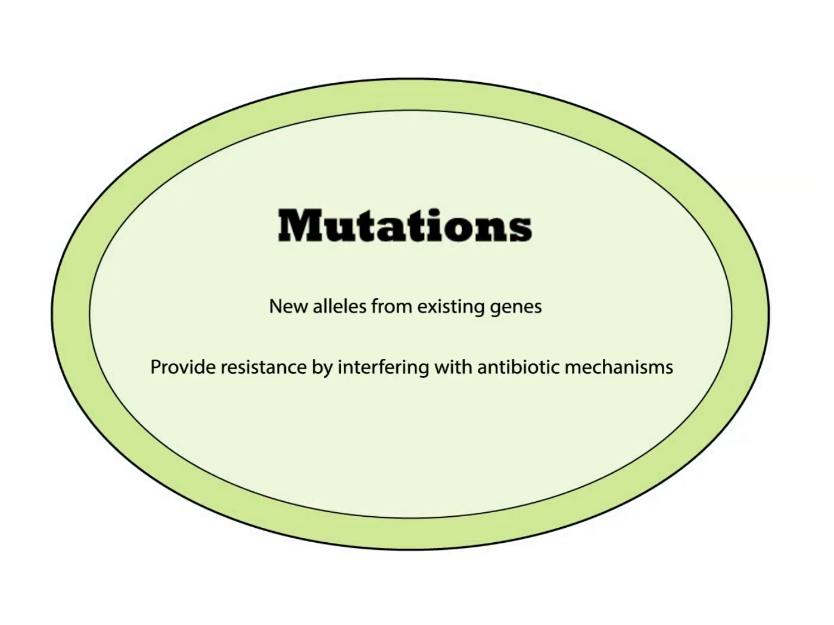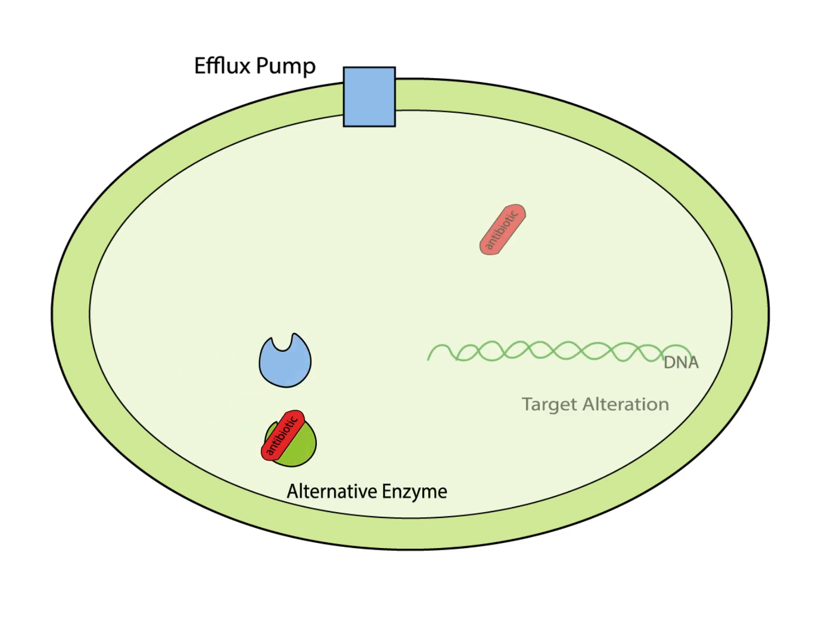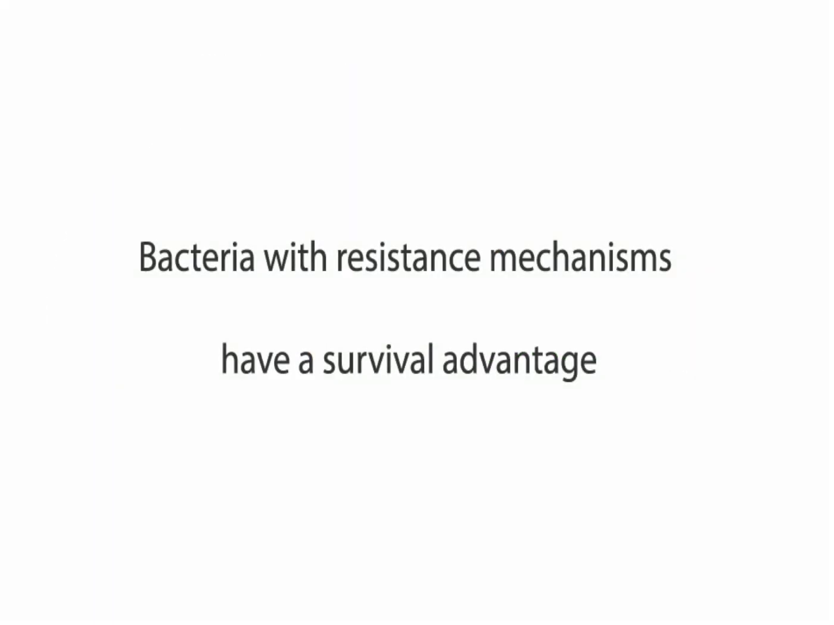Mutations create new alleles from existing genes that provide resistance by interfering with the mechanisms of antibiotics. This can be done through a number of mechanisms like efflux pumps, alternative enzymes, target alteration, and more. These mechanisms work in a number of ways, some removing antibiotics from the bacterial cell, others preventing the antibiotics from entering the target destination. In the end, all mechanisms render the antibiotics useless against the bacteria in one way or another, causing bacteria with these mechanisms to have a survival advantage and evidently promoting resistance genes.